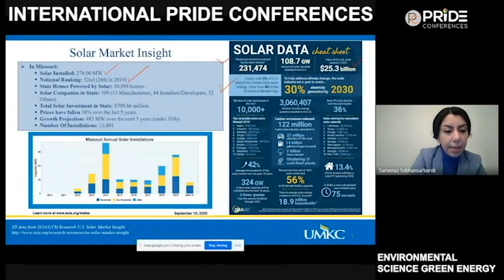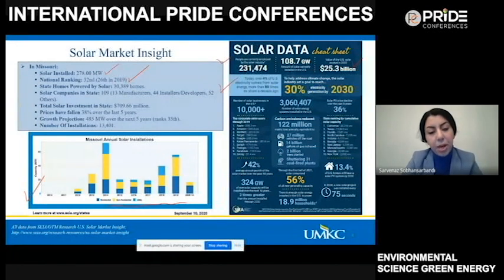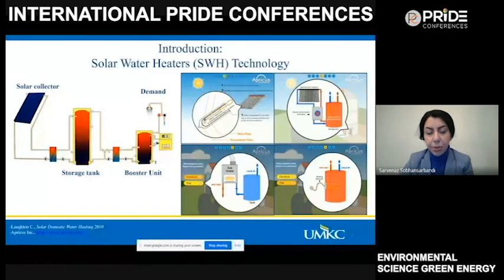If you take a look at the capacity on this curve, it shows that in 2014 we had much more capacity installed in Missouri. However, over the past 5 years or so, we have had a reduction. Now we are getting back to where we were 5 years ago. We are expecting a growth projection of 485 megawatts over the next 5 years in Missouri.